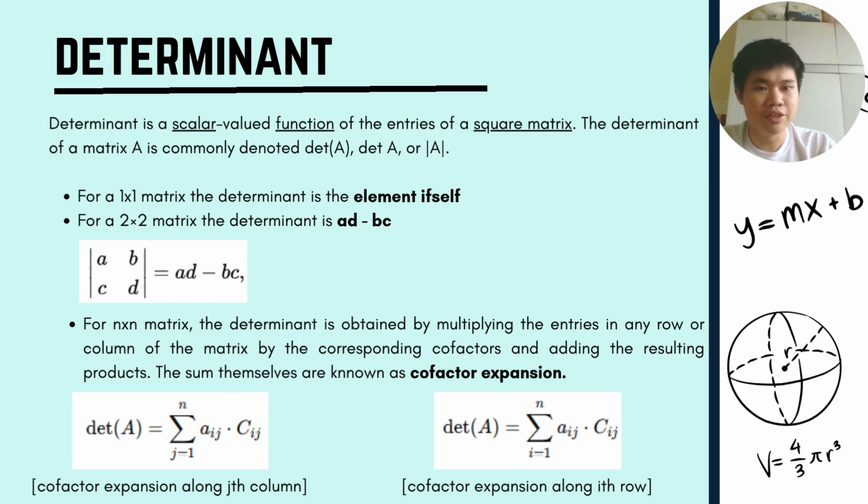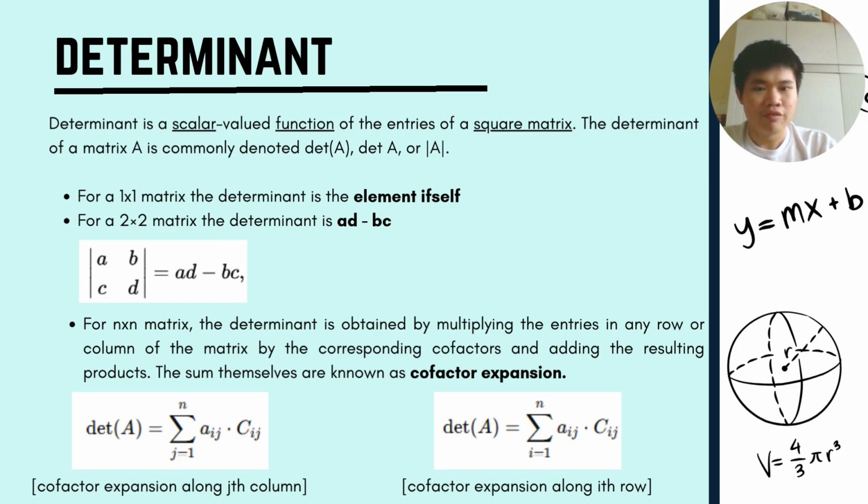Let us talk about determinant. Determinant is a scalar value function of the entries of a square matrix. In other words, determinant can only be computed for a matrix where the number of rows is the same as the number of columns. For a matrix with order 1 by 1, the determinant refers to the element itself. For a 2 by 2 matrix, the determinant can be computed using the formula AD minus BC.